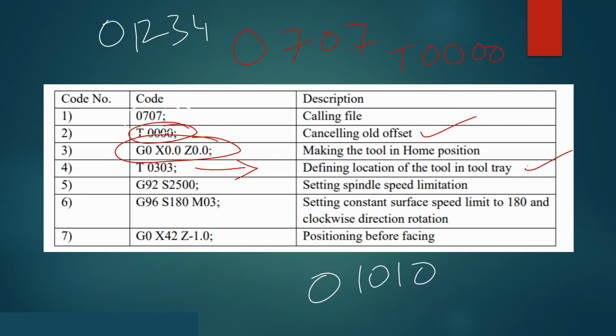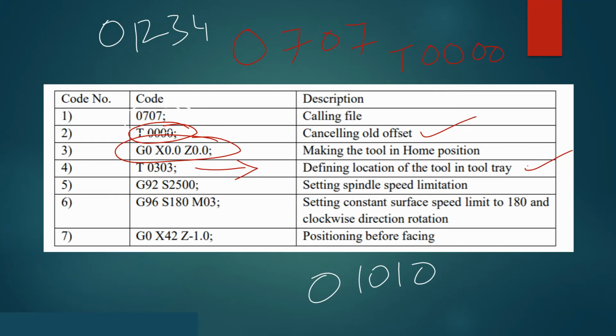G92 S2500. So what is the meaning of G92 S2500? We are setting the spindle speed limitation, the maximum spindle speed. So we are going to set it for 2500. The maximum specification may be 5000 RPM, but we are setting the maximum as 2500 RPM. This is the reason we have given the command G92 S2500.